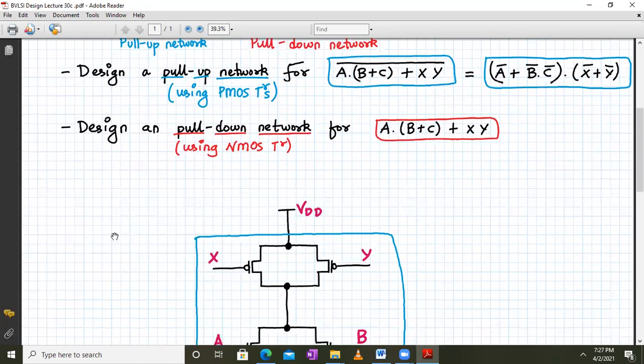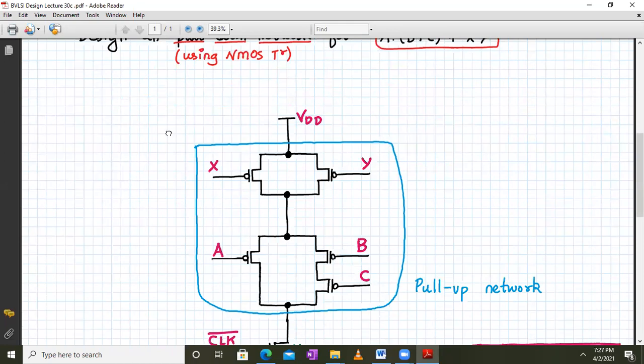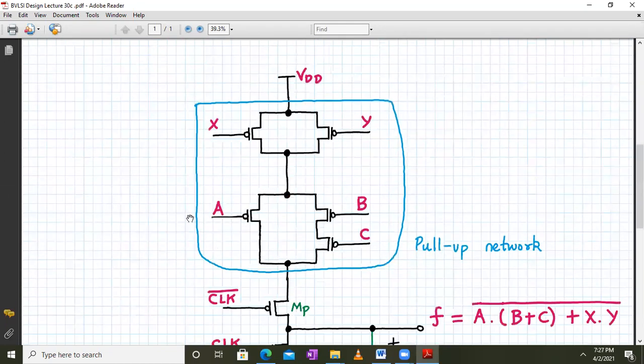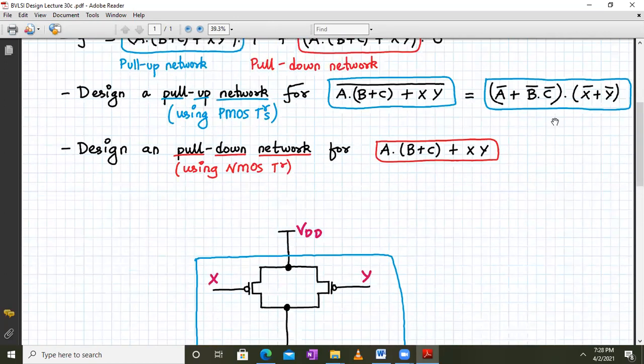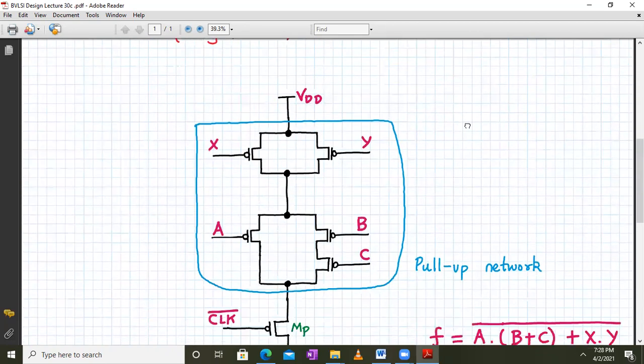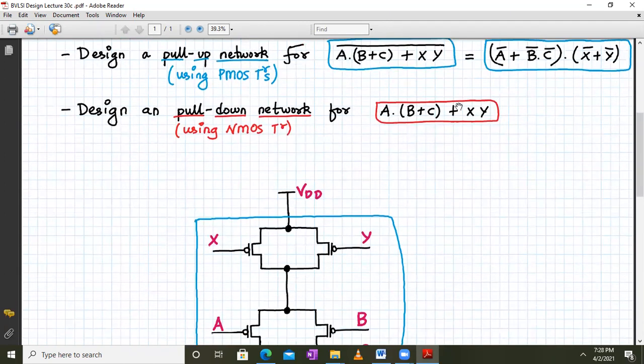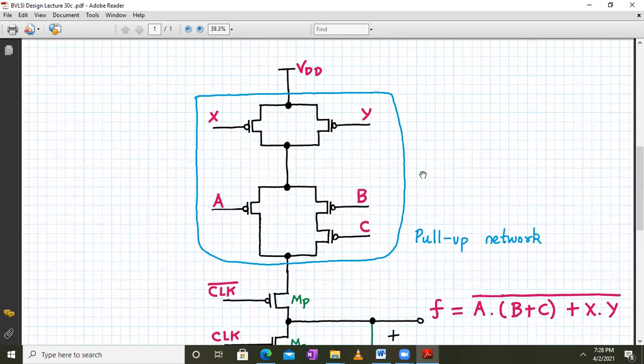Let us start concentrating on the pull-up network first. Here we have A bar plus B bar C bar. Here is one PMOS transistor with input A connected in parallel with two PMOS transistors connected in series. That is A bar plus B bar dot C bar. And this entire arrangement is connected in series with two PMOS transistors with the inputs X and Y connected in parallel. Here it is. Okay, so we are implementing A bar plus B bar dot C bar dot X bar plus Y bar. So this is my pull-up network design.